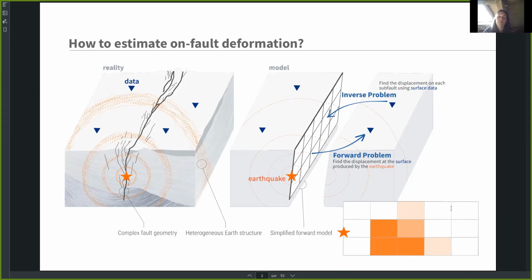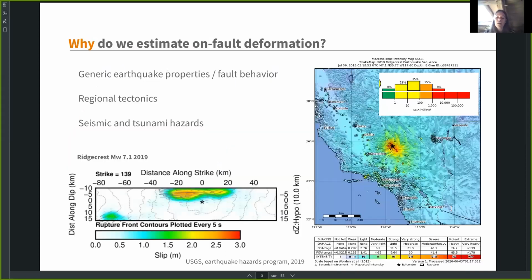So we can wonder why we estimate this on-fault deformation. We all know that the deformation on the fault is very complex, both temporally and spatially. So we want to estimate this complexity to better understand the generic earthquake properties or the generic fault behavior. We also want to improve our understanding of regional tectonics. For instance, we want to understand why some parts of the faults are slipping aseismically without producing any earthquake, or why some other parts actually produce earthquakes. The other thing that we want to understand better, and maybe to prevent, is seismic and tsunami hazards.